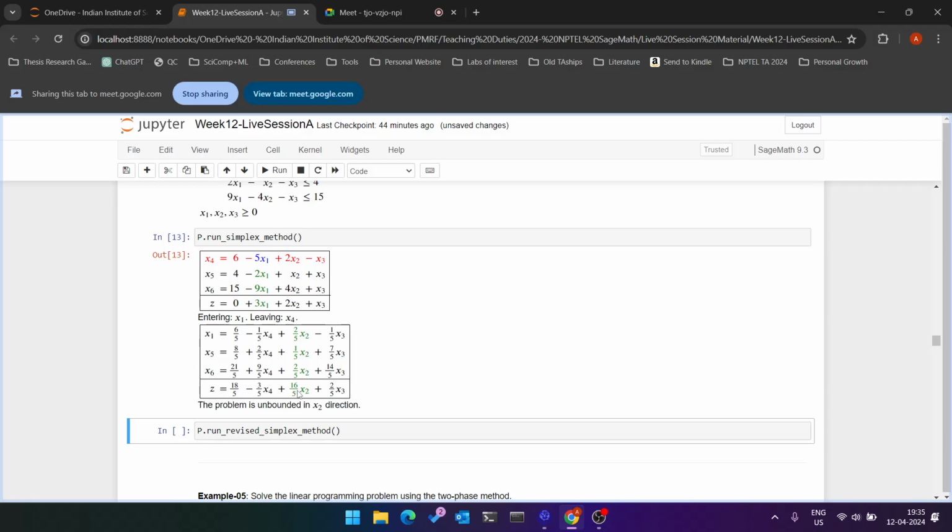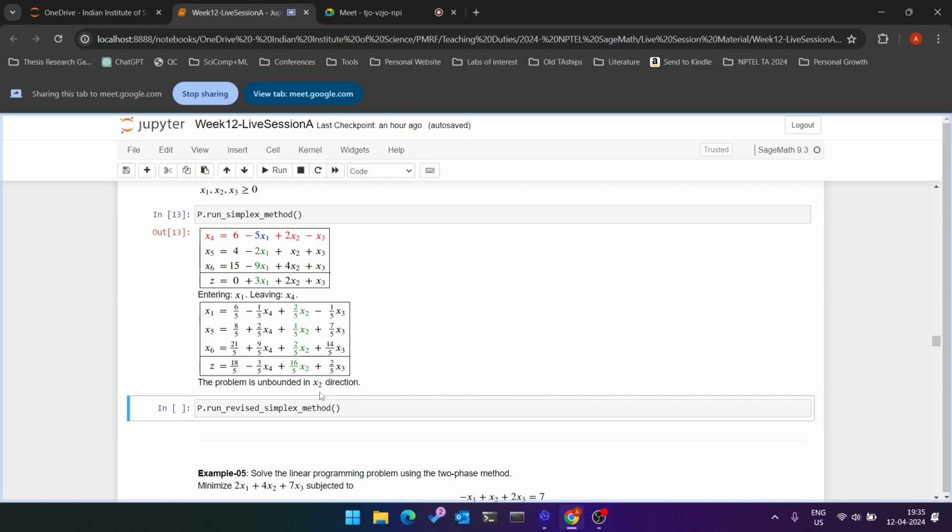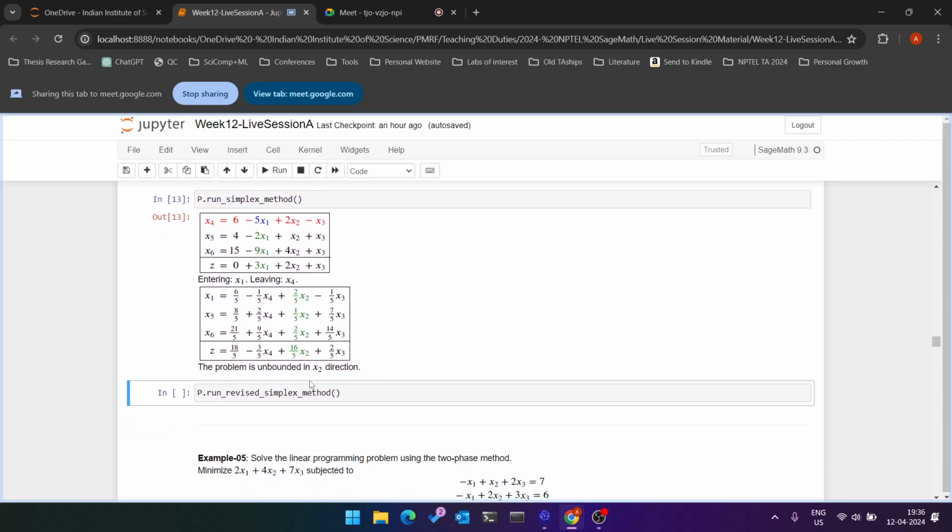So what happens here is all the constraint equations have a positive coefficient of x2. That is a problem because when we move around the variables and rewrite this, as well as in the coefficient of x2, this problem is unbounded in the x2 direction. However large we keep on making x2, we will be getting sufficiently large x1, x5, x6 as well as z. So we do not have a solution in this case.